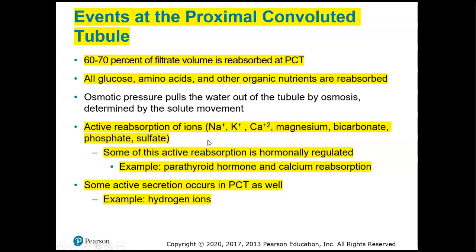Some of this is hormonally regulated. For example, parathyroid hormone regulates calcium reabsorption. And then there is some active secretion in the PCT as well. And remember, reabsorption means back into the blood, but there is some active secretion of hydrogen ions, for example. Hydrogen ions can be secreted from the blood into the filtrate to regulate pH. When you add hydrogen ions to a fluid, you lower the pH. When you remove hydrogen ions, you raise the pH. So if you were to secrete hydrogen ions into the urine, you would be raising the pH of the blood.